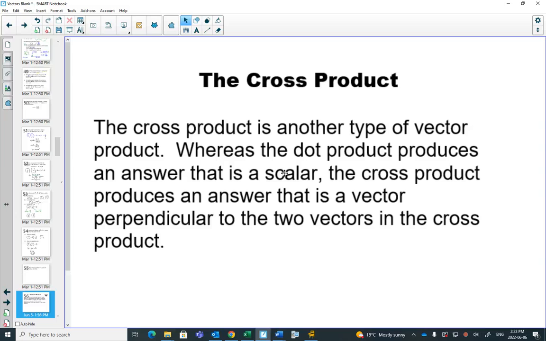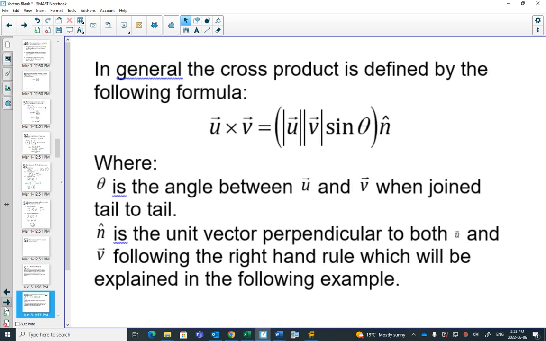Cross product. So the dot product gives us an answer that's a scalar. The cross product gives us an answer that's a vector perpendicular to the two vectors you had to start with. Perpendicular to both of them. So any two vectors, even in 3 dimensions, will be in a plane which you could then make perpendicular to both of them.